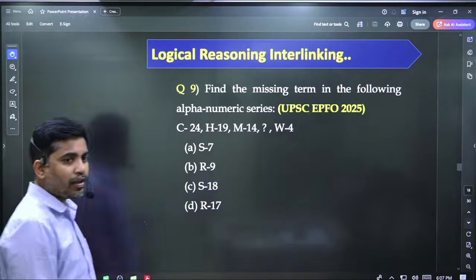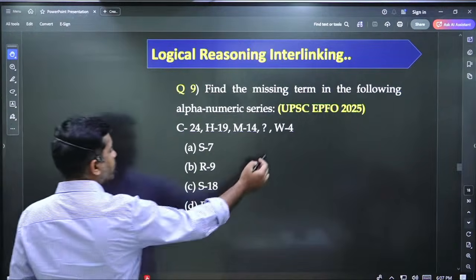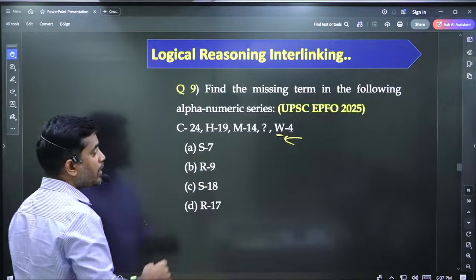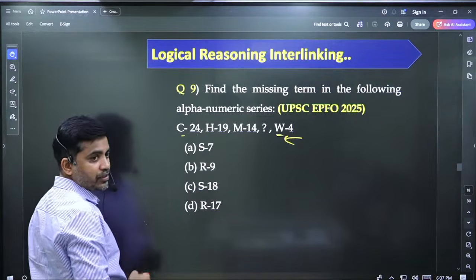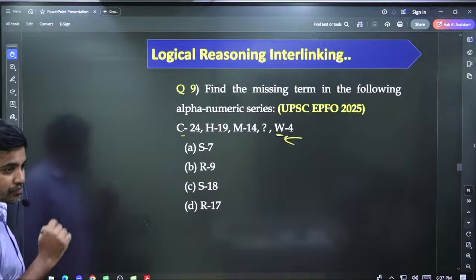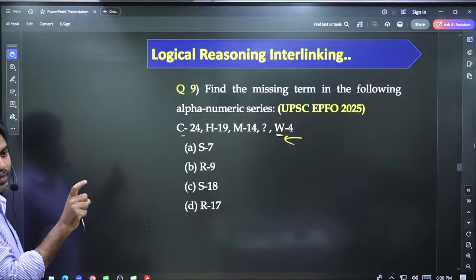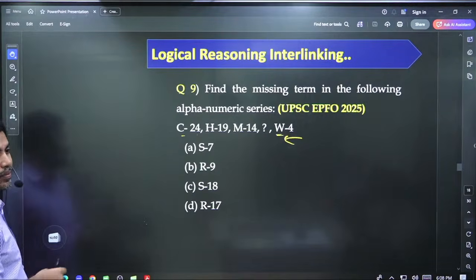Reverse numbering. Very good. W is the fourth one from the bottom side. Z is the first one from the bottom side, like this. C is the 24th letter. This is called reverse coding in coding and decoding. Actually, reverse coding we learn in coding and decoding. They asked in the series topic.